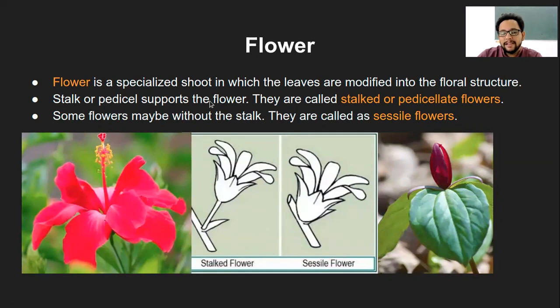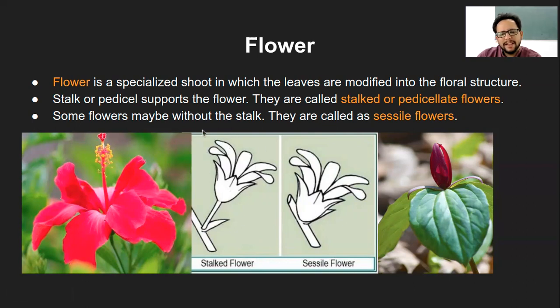The stalk or pedicel supports the flower. Now the stalk or pedicel is this component. You can see this is the hibiscus, or in Marathi we call it jaswandi. So this Hibiscus rosa-sinensis flower has a stalk, the stem where you hold on. I'm sure you would have given many roses to each other, right? And wherever you hold on to, that is the stalk, also called the pedicel. And these types of flowers are called stalked or pedicellate flowers. That is the one which has a stalk, and you can see a representative diagram of the stalked flower here.